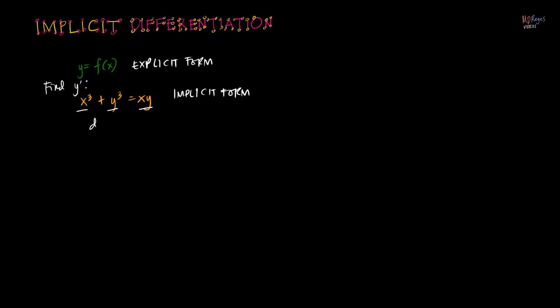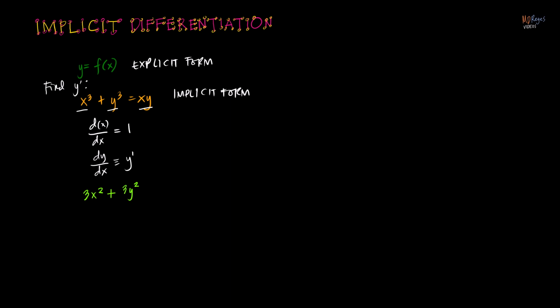Remember that when we differentiate x with respect to x, we get 1. But when we differentiate y with respect to x, we only get dy over dx, which is the same as y prime. So whenever we differentiate y with respect to x, we'll always get y prime. So in this function, differentiating x cubed with respect to x, we get 3x squared, plus the derivative of y cubed with respect to x, we will get 3y squared using the power rule also.